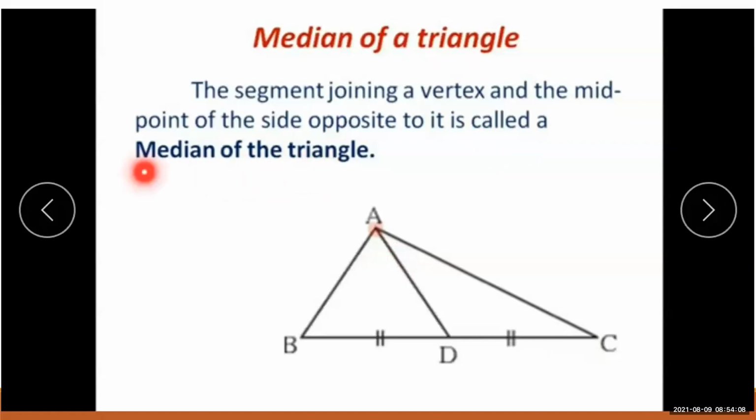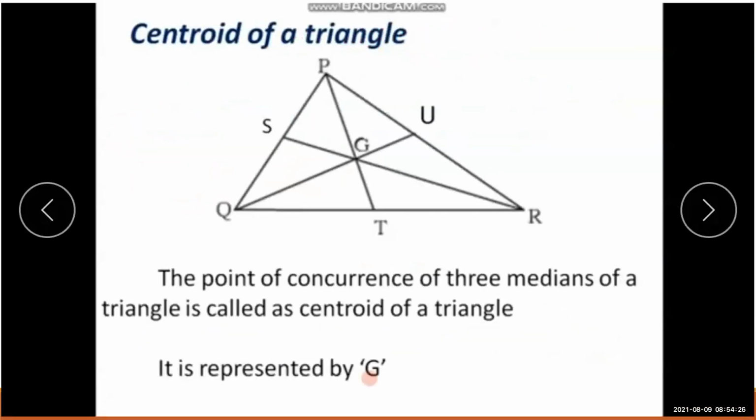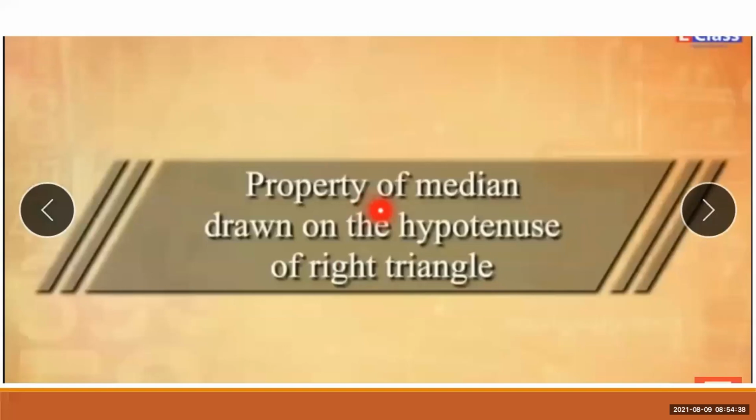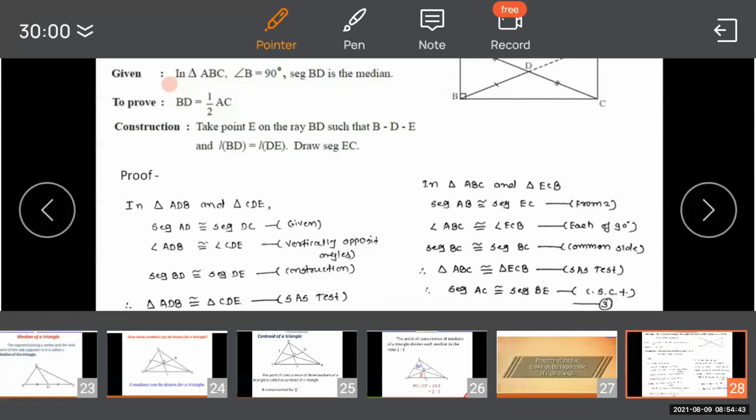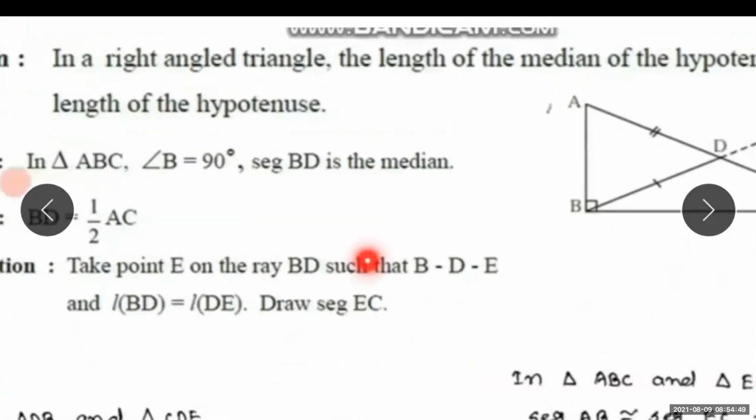Okay. Now the property regarding this median that we will see now. But the median is particularly for a right angle triangle. So here, the median drawn on the hypotenuse of a right triangle. Now here you can see the statement carefully. In the right angle triangle.